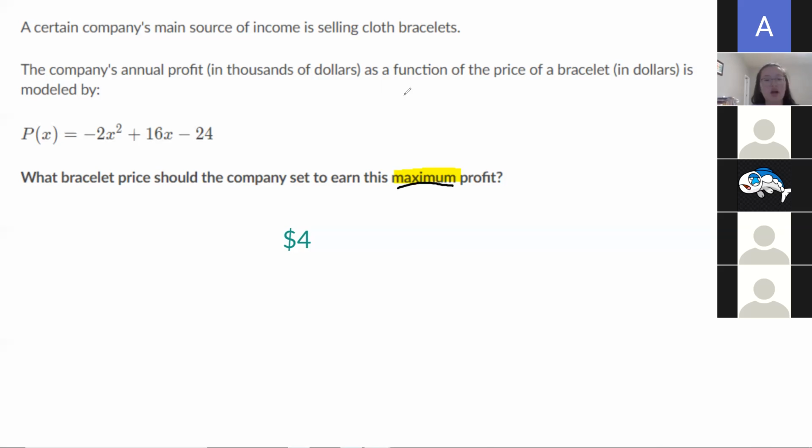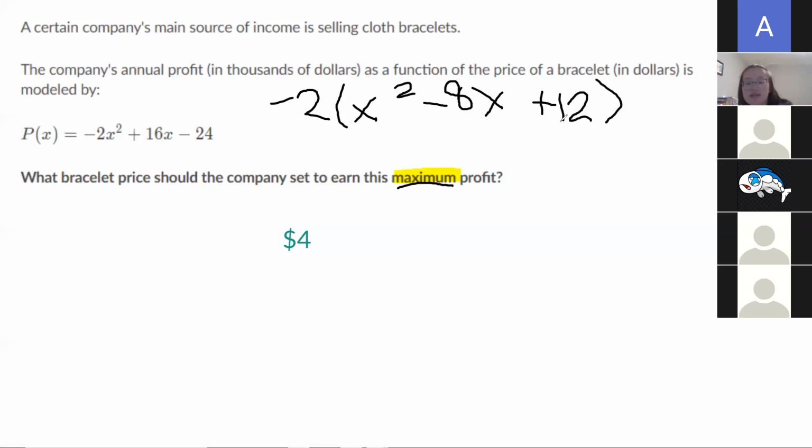Yeah, factoring. I know I said that not all quadratics are factorable, but usually for word problems, people will give you a factorable quadratic just to make it easier on you. So let's just factor out the -2. So -2 factored out would give you parentheses x squared minus 8x plus 12.